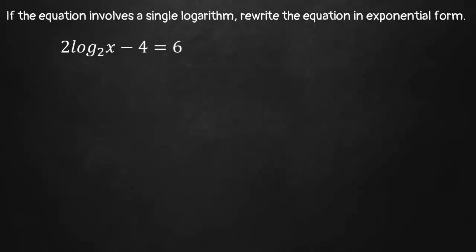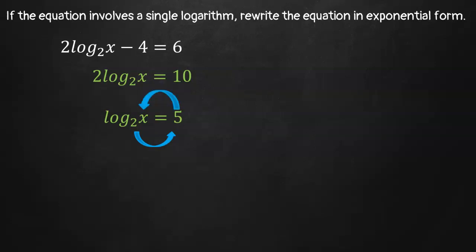Here I have a single log, so I have to rewrite in exponential form, but I have to get rid of that 2, and I have to get rid of that -4. So let's add 4 to both sides first. Then this is 2 times the log. That's a coefficient, so I'm going to divide both sides by 2. Now what I have is a base of 2 to the 5th power is equal to x, which gets me 32. Take that 32 and plug it back into my argument. Is it a positive argument? Yes, it is. It's 32. So I am good.